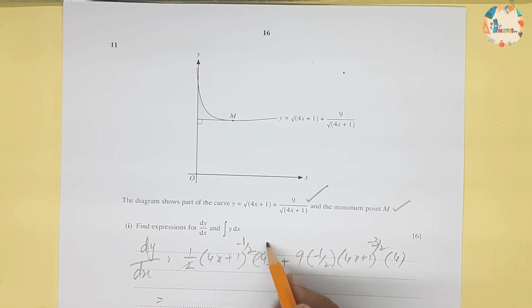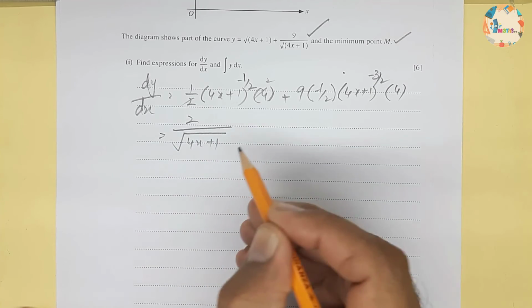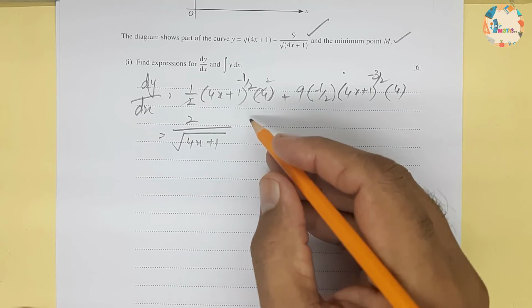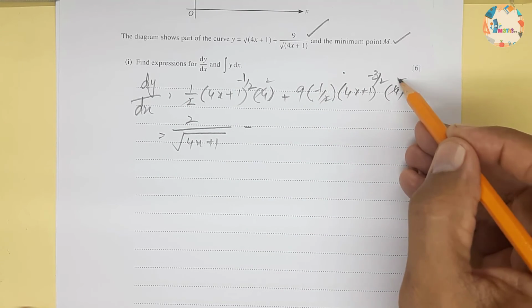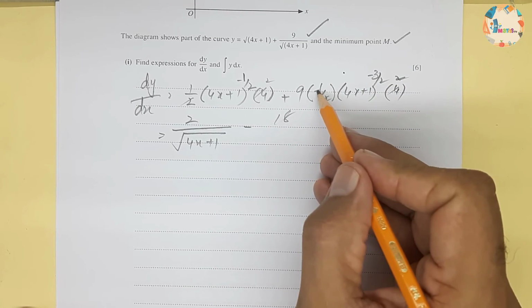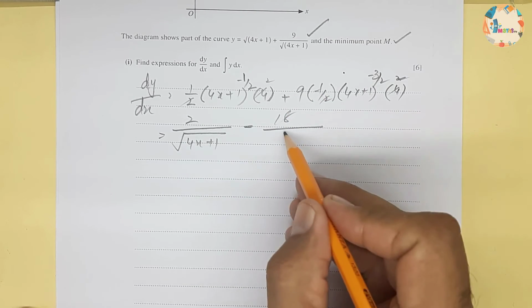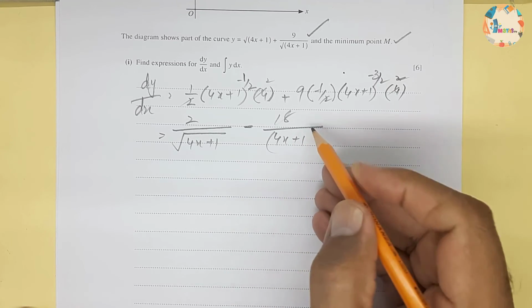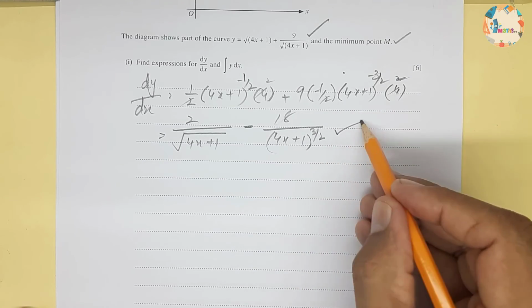Now we can cancel this, 2 2s are 4, and this will be 2 over, I will move the page, 2 over root of 4x plus 1, and this will be minus, this one will be cancelled, 2 2s are 4, so 2 multiplied by 9 will be 18, and because of this it will be minus, so minus 18 over, the denominator will be 4x plus 1 raised to the power 3 over 2. So this is basically the derivative which we have to find.